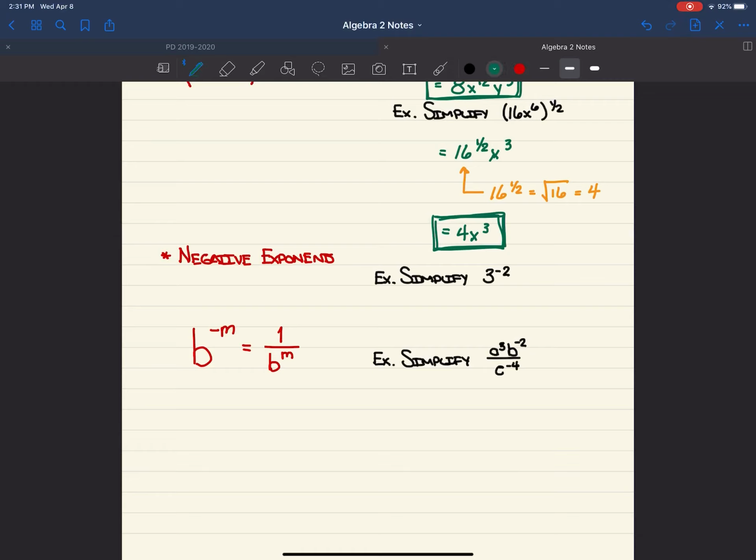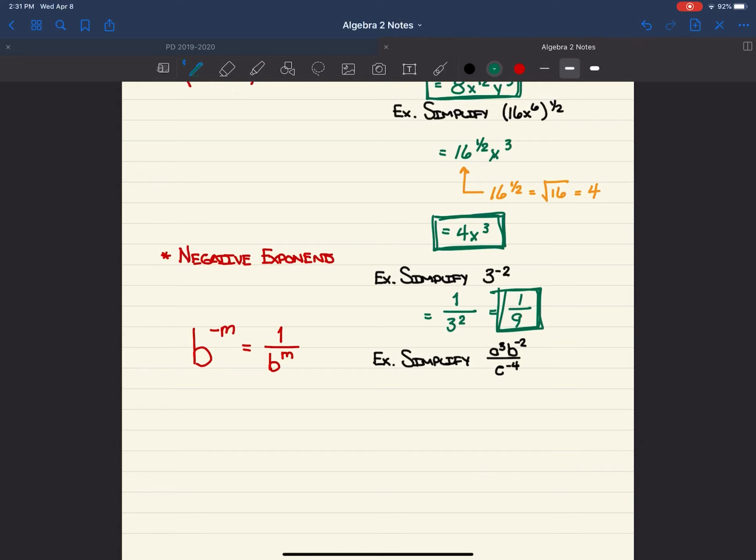The first one says simplify 3 to the negative second. Since it's a negative power, that's going to move it to the denominator. So we're going to have 3 to the positive second in the denominator. And then to simplify that, we could say, well, look, 3 squared, that is 9. So our final simplification here is just 1/9. So that's our first example.